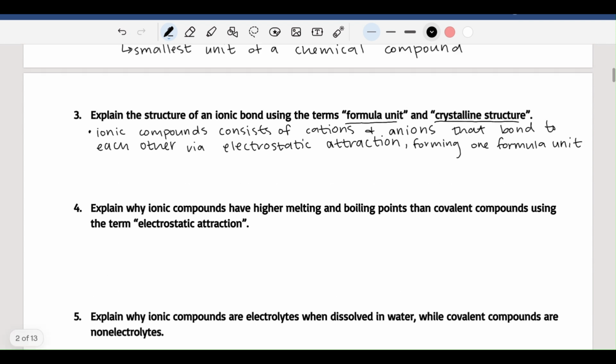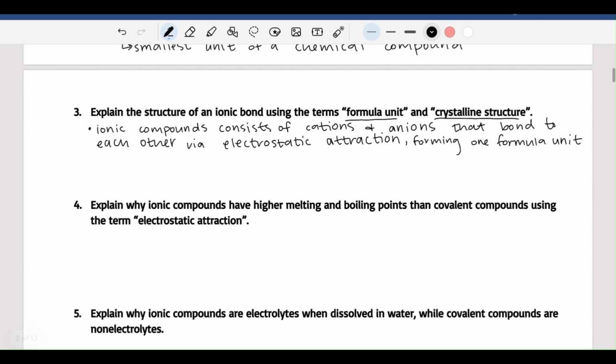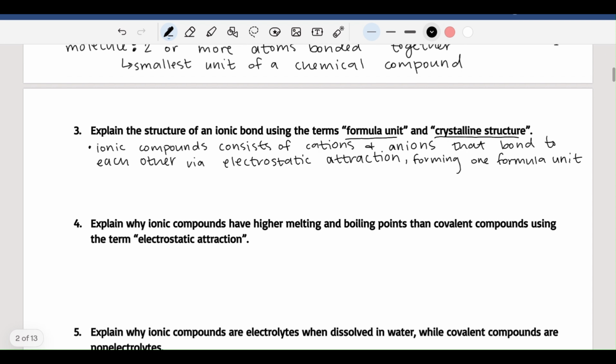Okay, now let's get some definitions for these crazy words. First up, a formula unit. This is the simplest ratio of ions in an ionic compound.